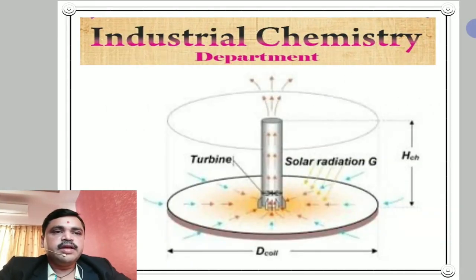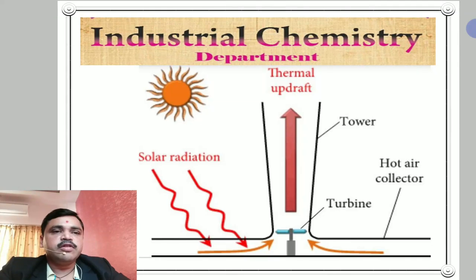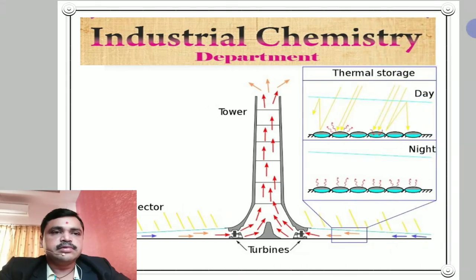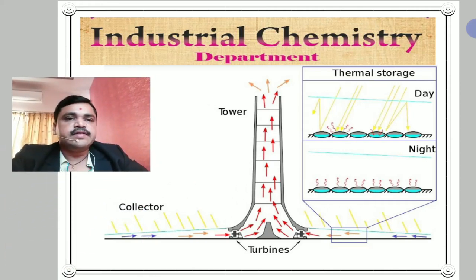This is also a figure of a solar chimney power plant. This shows a schematic diagram of solar radiation and how air is heated in a solar chimney power plant. This is also one of the diagrams for the solar chimney power plant. In this diagram, we show the thermal storage during day and night, how solar radiation is stored during the day and how it is used in the night.